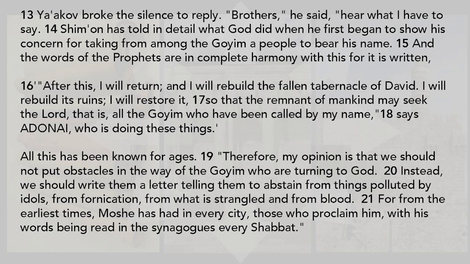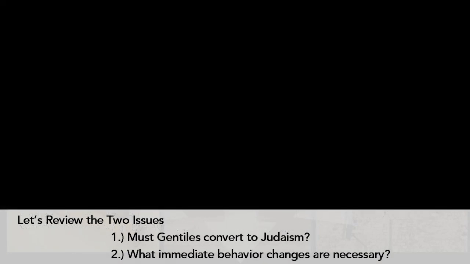So that is the decision reached by the Jerusalem Council in regards to the two burning questions that were brought before the council from last week. Do you remember what those two burning questions were? What were the two issues that we were dealing with? Where's the trouble coming from, and what is the trouble?